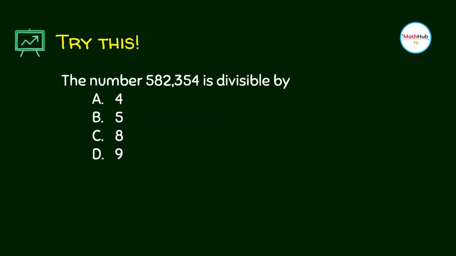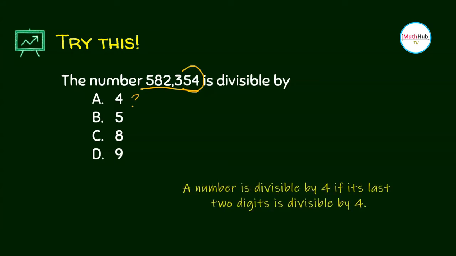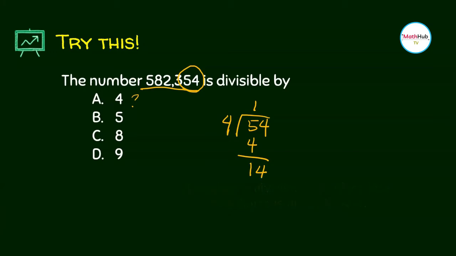Pause this video and try to answer it by yourself. Assuming that you have already paused the video, let's answer this. This number here, is it divisible by 4? What's the divisibility rule for 4 again? You just look at the last two digits. Is 54 divisible by 4? Let us see. No, right? You have a remainder of 2.